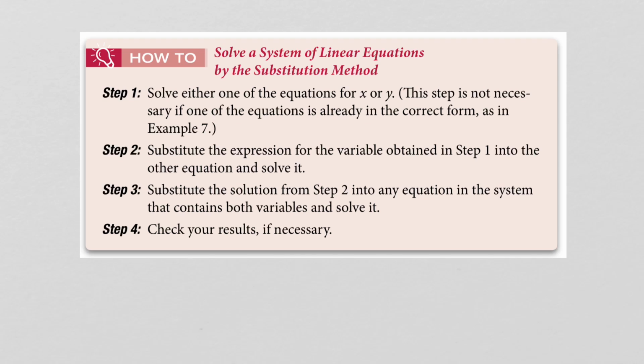So a brief summary of how to solve a system of linear equations by using the substitution method. First, solve one of the equations for one of the variables. And in the last example, this was already done for you. Substitute that expression for that variable into the other equation, then solve that equation for the remaining variable, and then find the second variable and check your results.